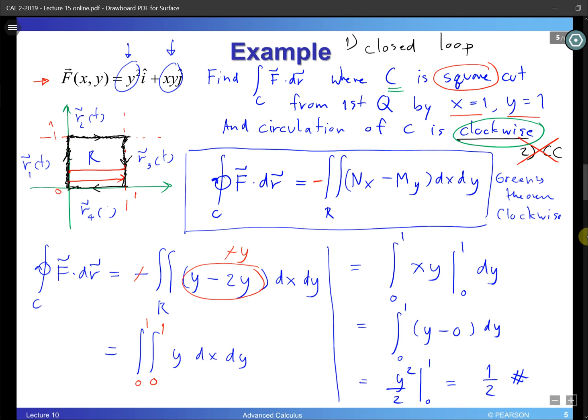If you didn't know about Green's theorem, that is the only way: starting from the first section, then moving to the second section, then the third, and then the fourth. As you can see here, when you know about this trick, the calculation is just one page, just a few lines. This is going to save much more time than going through all these four sections of line integrals. So keep that in mind: when you see a closed loop, think of Green's theorem.